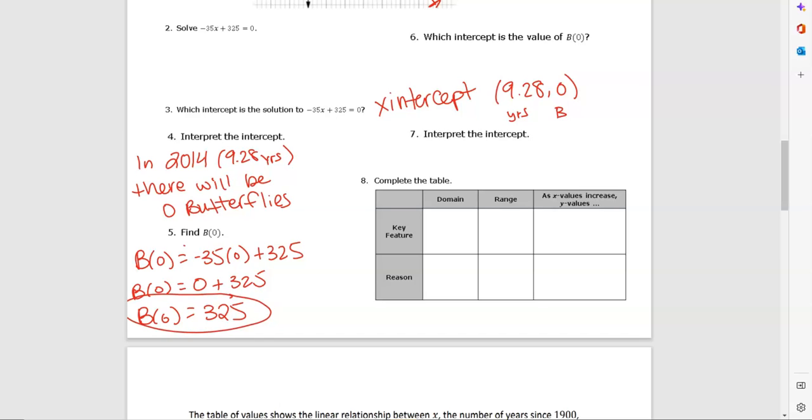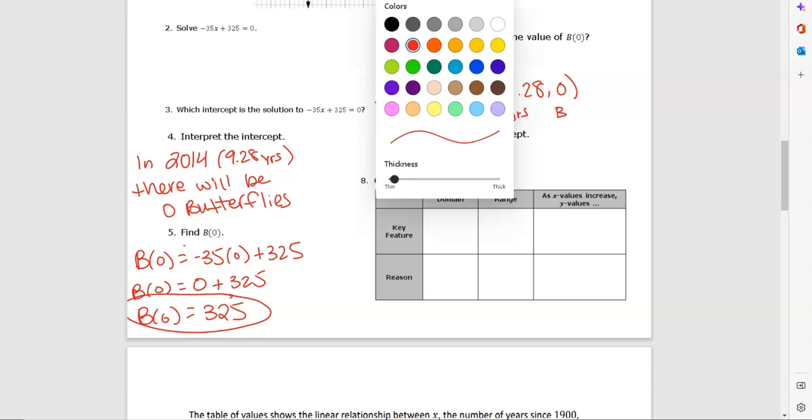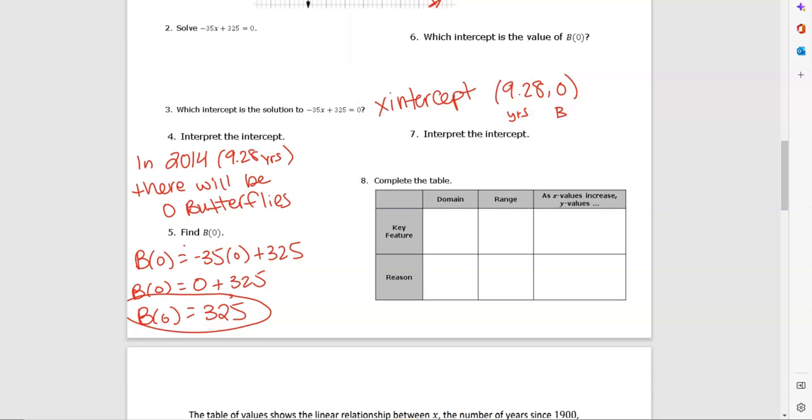Part 6, what intercept did we just find? X. No. Right. Well, listen to me. That was our y-intercept. Good. This was our y-intercept. So we had an x value of 0. That's what we plugged in, and we got a y value of 325.